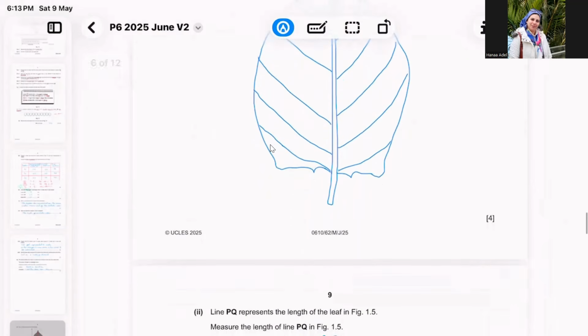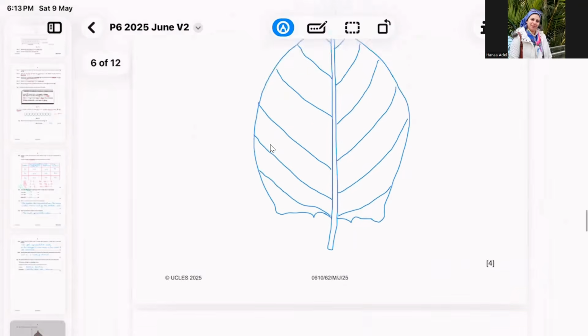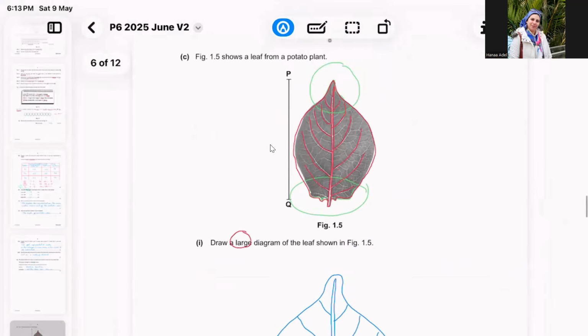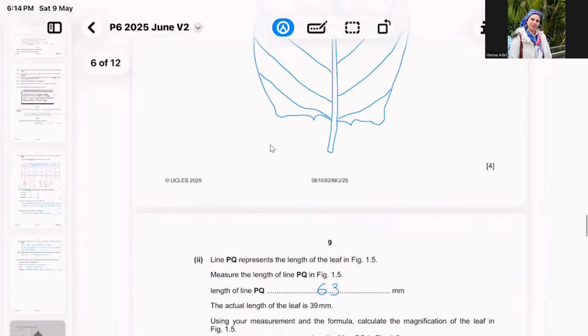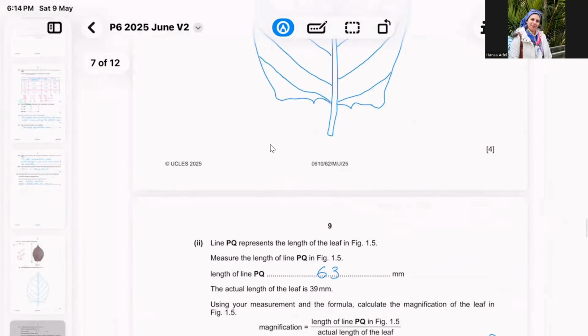Line PQ represents the length of the leaf. Measure the length of line PQ. My length was 6.3 centimeter, but we have to convert centimeter into millimeter. So 1 centimeter equals 10 millimeter. So when we convert it, 6.3 multiplied by 10 is equal to 63. And then the actual length of this leaf is 39.